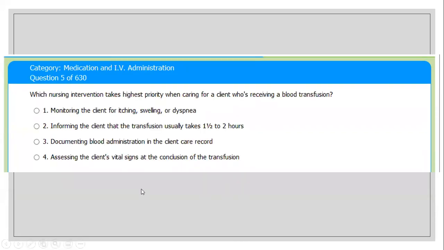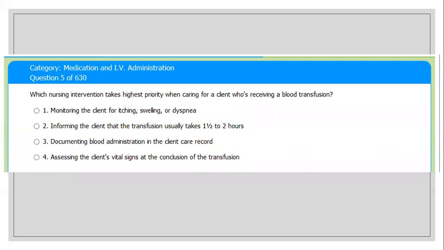Next question here. Which nursing intervention takes the highest priority when caring for a client who received a blood transfusion? Blood transfusion is very important for monitoring the patient. So which nursing intervention takes the highest priority when caring for a client who received a blood transfusion?